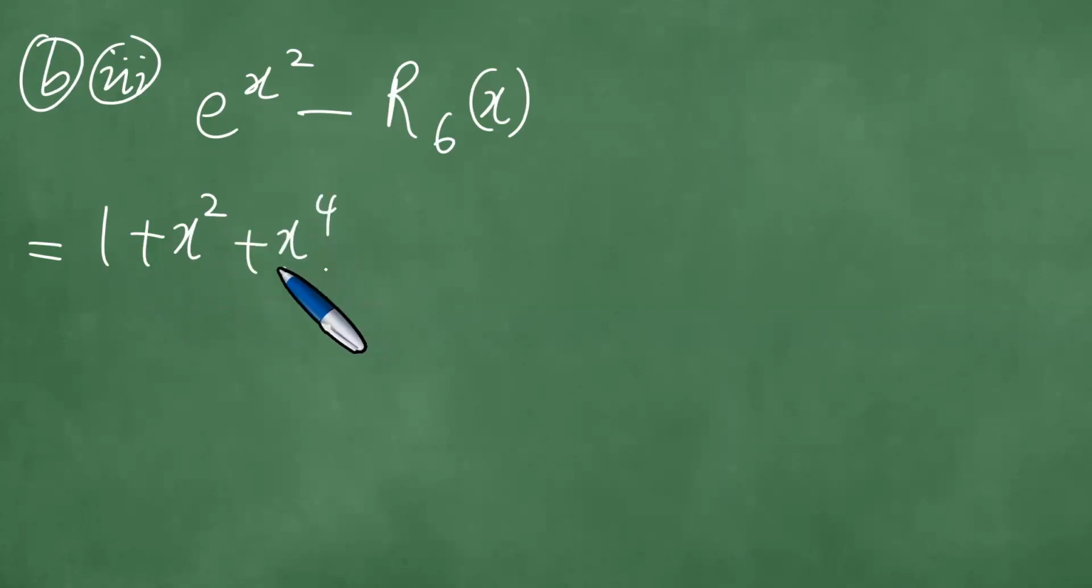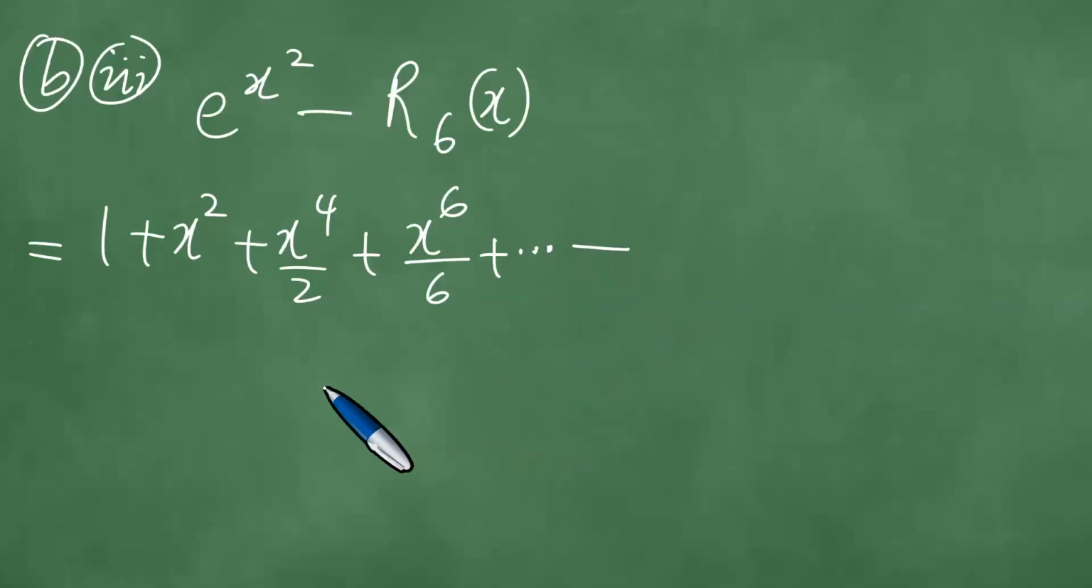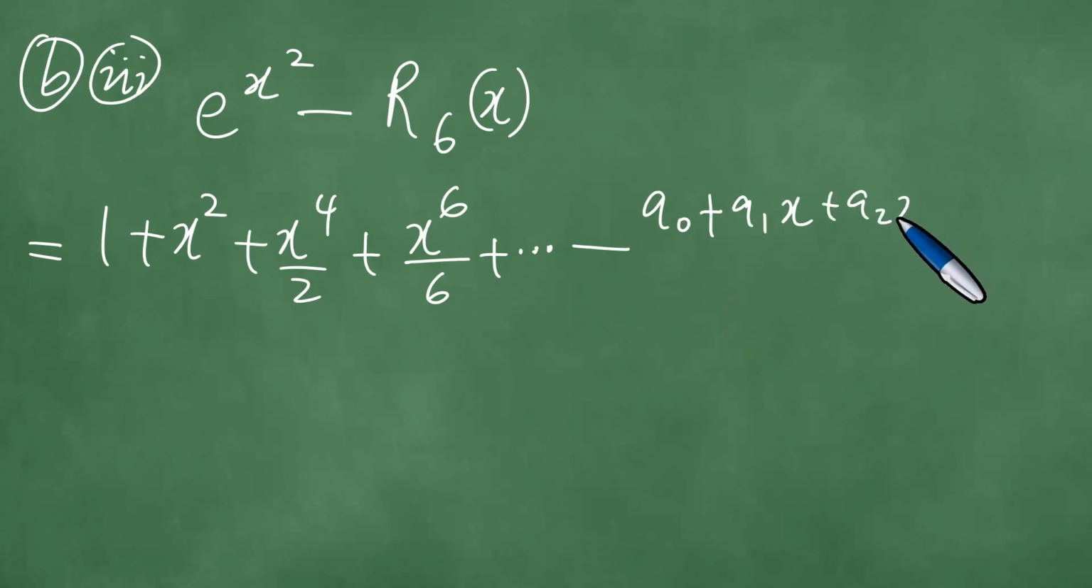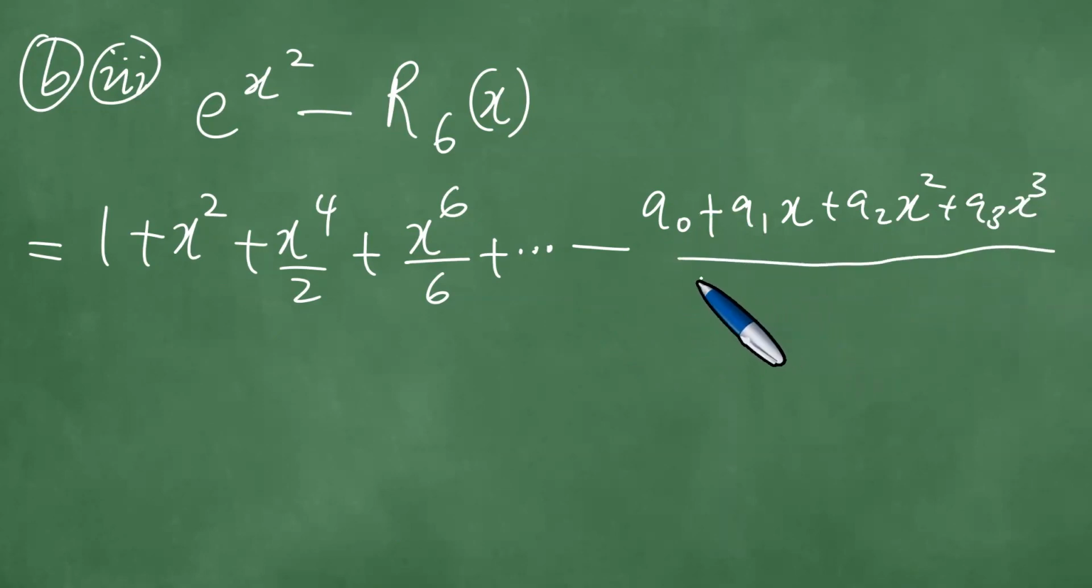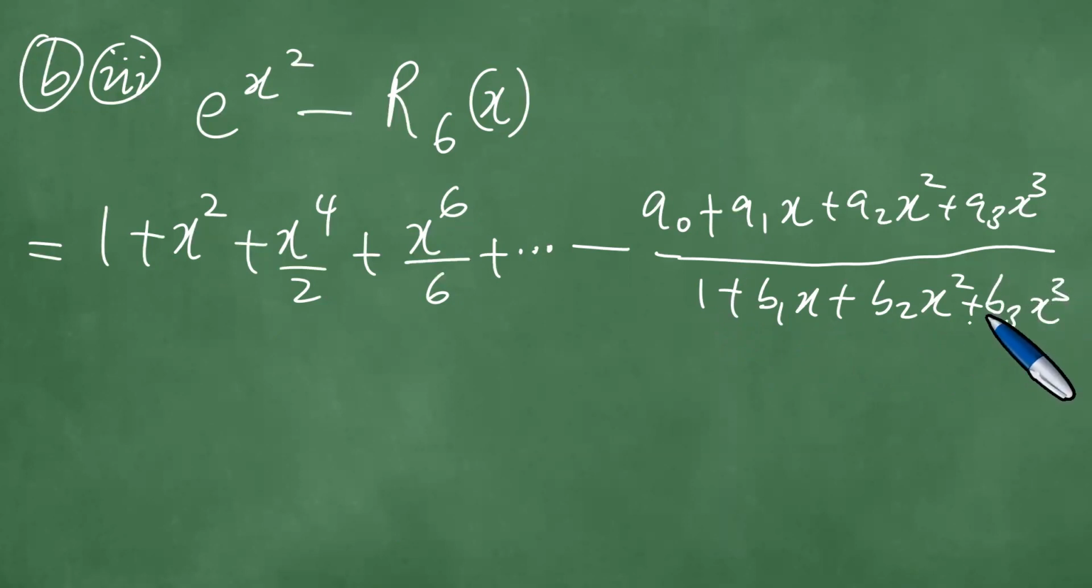Plus x to the 4th power over 2. Plus x to the 6th power over 6. And so on. Minus. What is R6? It is a naught, a1x, a2x squared, a3x cubed. And then you remember here, always put a 1. But degree 3, so it is b1x, b2x squared. Degree 3, b3x cubed.